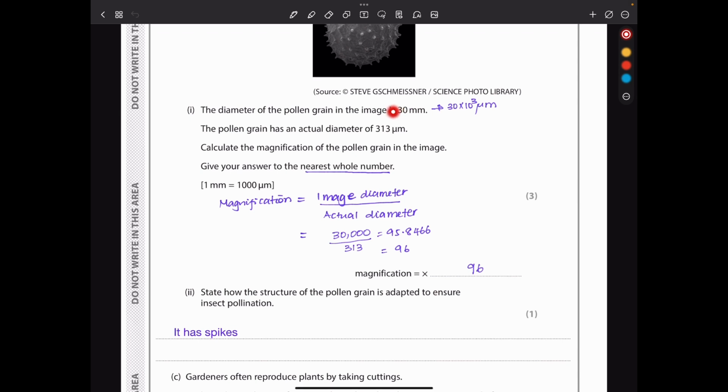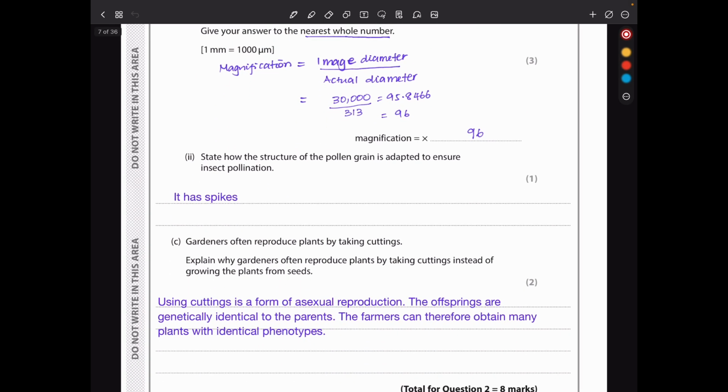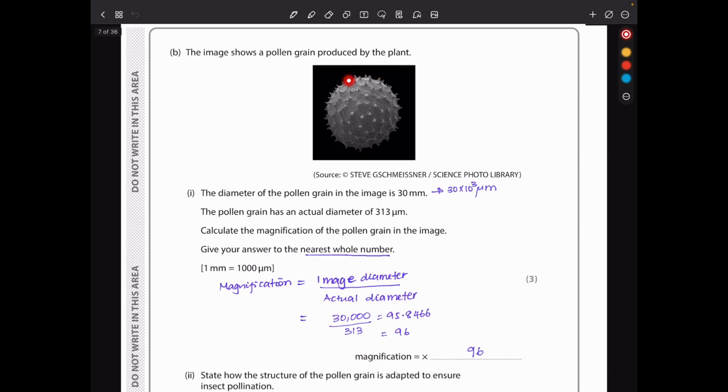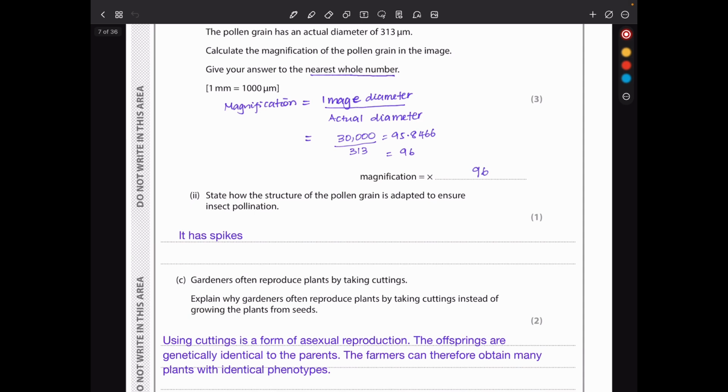So we can see this is the image, which is 30 millimeters, and here they've given us the conversion. So that should be 30,000 micrometers. So 30,000 micrometers divided by the actual, which is 313 micrometers. Again, the units have to be the same so that they can cancel out since magnification has no units. So I got 95.8466, but they want it to the nearest whole number, and my answer was times 96. Then they say state how the structure of the pollen grain is adapted to ensure insect pollination. We saw here it has spikes, so I said it has spikes.